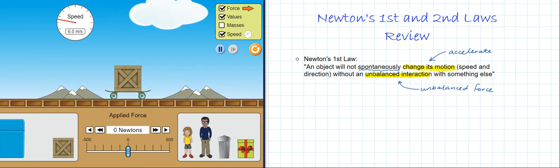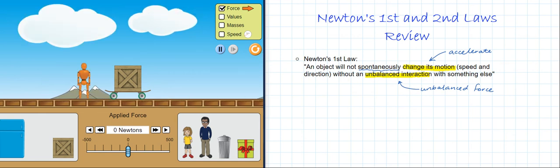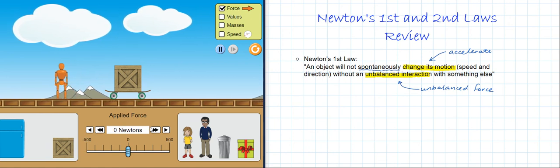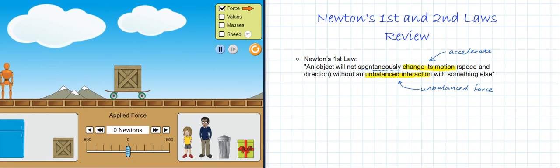Another key phrase here is spontaneous, so it's not going to happen without anything being done. Here's another example that we skimmed over when I first started the simulation: the object will not spontaneously change its motion. Well, right now its motion is 0. It's at rest. So it's not going to be moving from rest unless there's an unbalanced interaction. So in order to get it moving, I might push and then let it go. And now there's no unbalanced force acting on this thing, and so it will continue to move at the same speed and in the same direction.